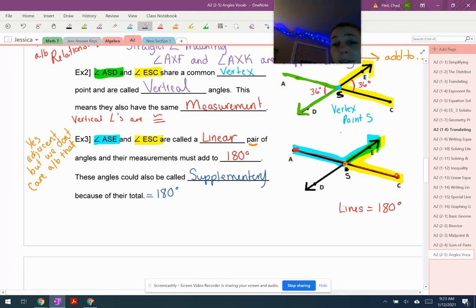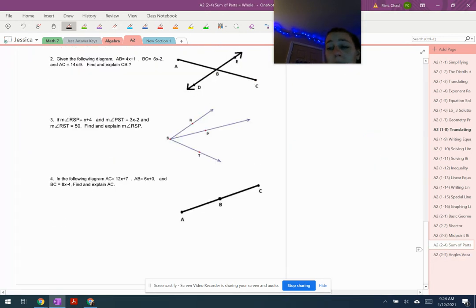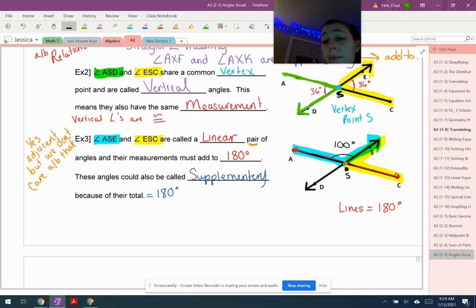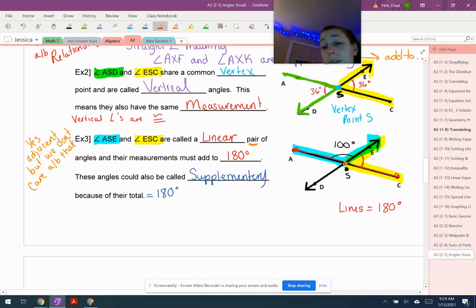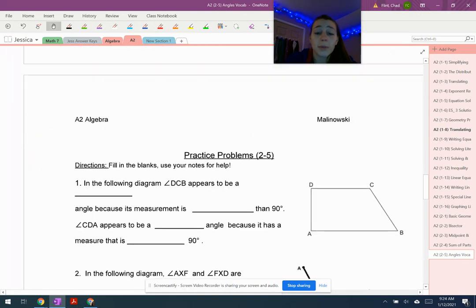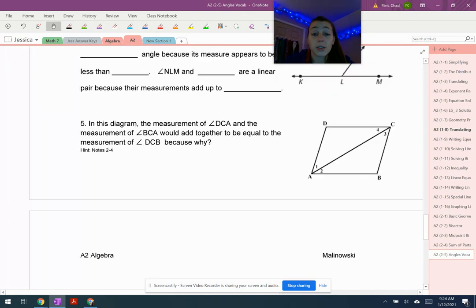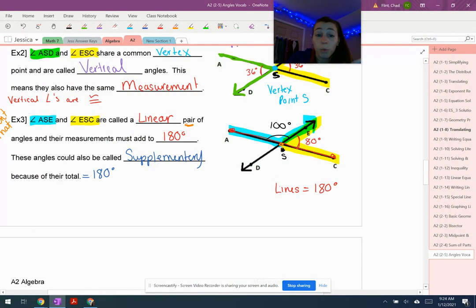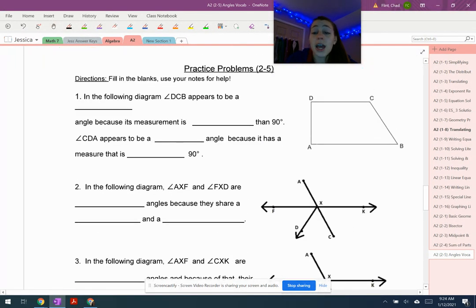So if the measure, sidebar here, if the measure of angle ASE was, let's say, 100 degrees, and I'll make this math simple, what does that mean the measure of angle ESC has to be in order to keep that 180? It has to be 80 degrees. So for now, in these practice problems, you're just filling in the blanks. You're figuring out which ones are talking about which things, just like we did in our notes. And then in 2-6, you'll actually be starting and making some equations.